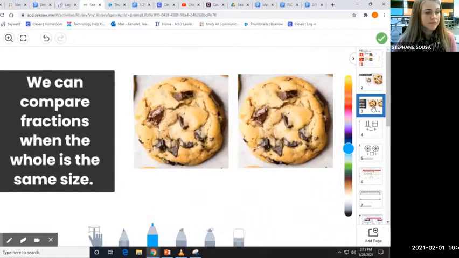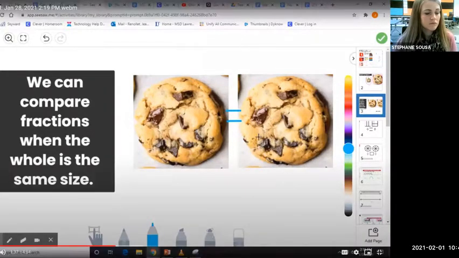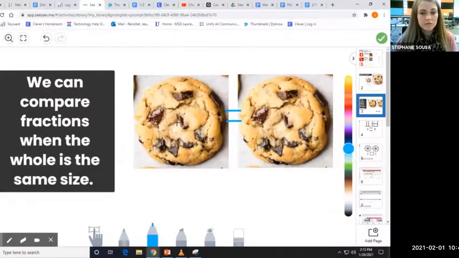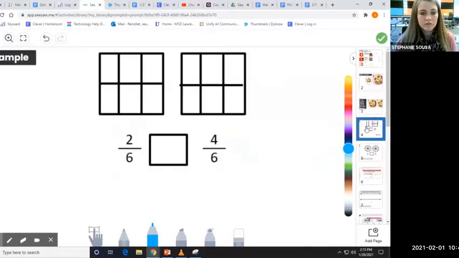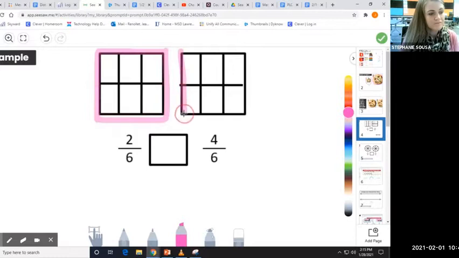When we compare fractions, we have to compare fractions that have the same size whole. When fractions are modeled with the same size whole, it is a fair comparison. Let's do an example together. Here we have two models to represent the two fractions we are going to show today. I notice that both models are equal in size. They are the same size whole. This will be a fair comparison.